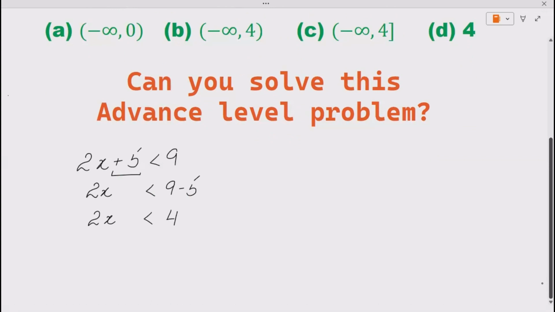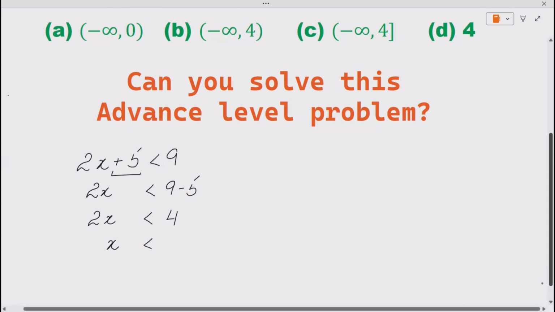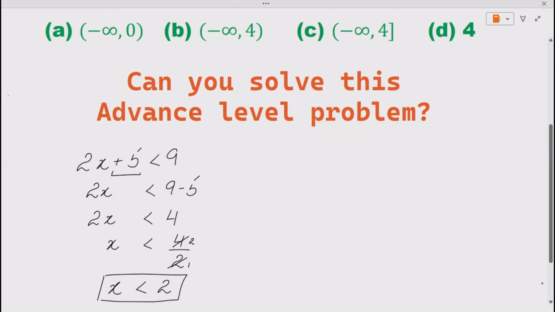Now this 2 is multiplying on the left hand side. We can take it to the right hand side, where it divides. Alternatively, you can say divide both sides by 2. So here x remains as it is, and the less than sign remains in its position. On the other side, 4 is divided by 2. Dividing 4 by 2 gives us the answer x less than 2. So this is the solution of this problem, i.e. we found the value of x, which is less than 2.